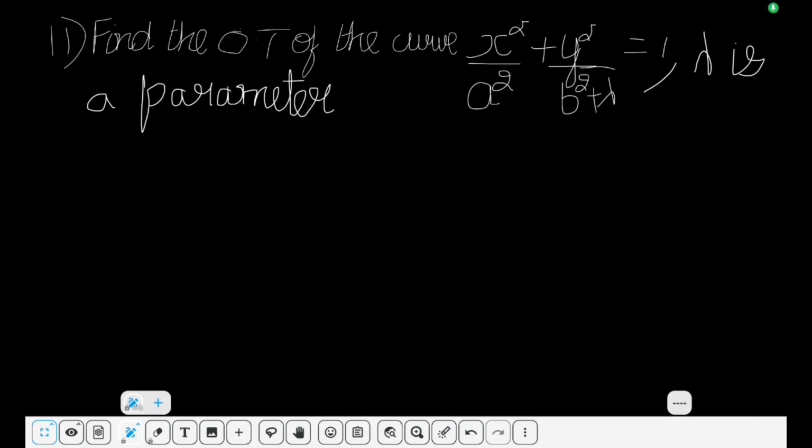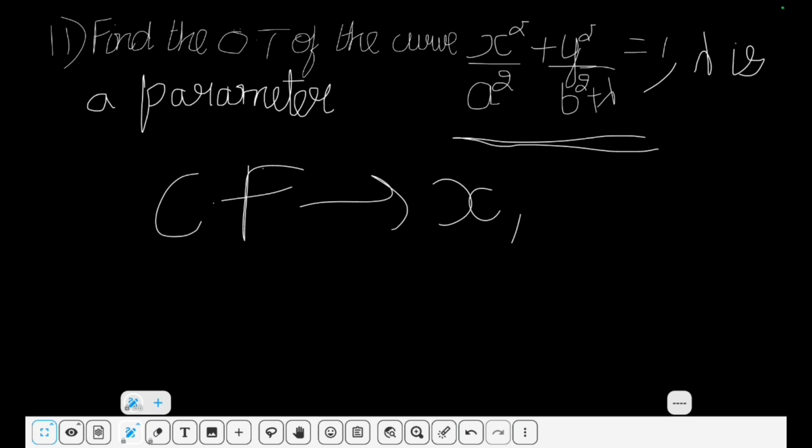Next question is, find the orthogonal trajectory of the curve x square by a square plus y square by b square plus lambda equals 1, where lambda is a parameter. So this problem is based on Cartesian form. So that is with respect to x comma y.